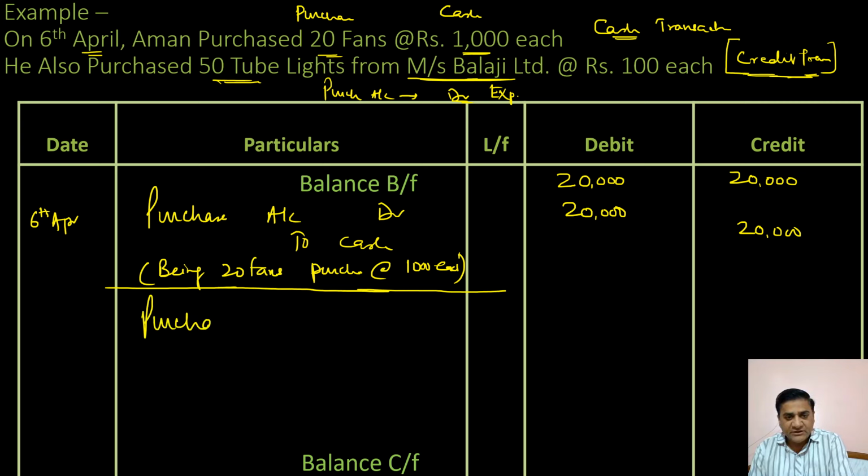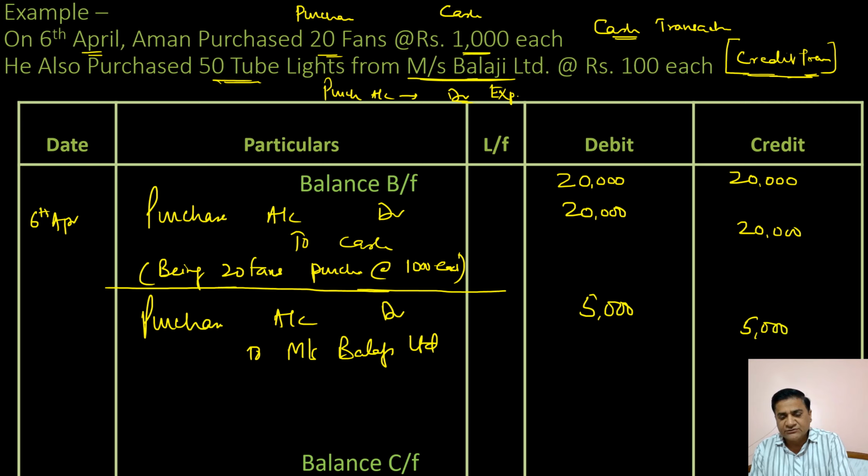I would say purchase account debit to Messrs. Balaji Limited. How much is the amount? 50 tube lights at 100 each. 50 into 100 would be 5,000. I would be recording 5,000 on debit side and 5,000 on the credit side. Then I need to mention the narration.